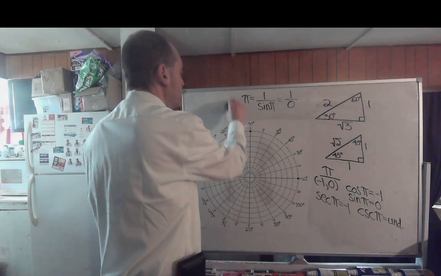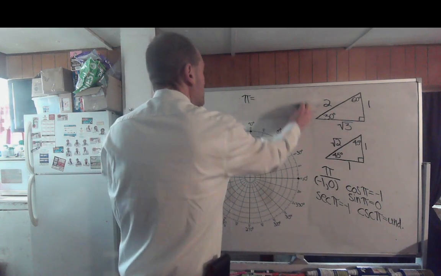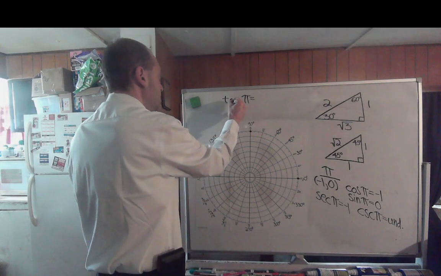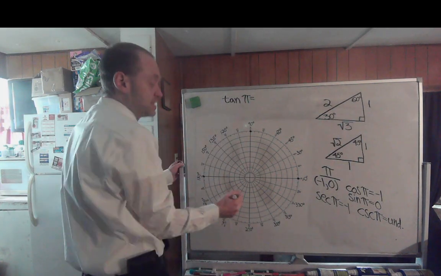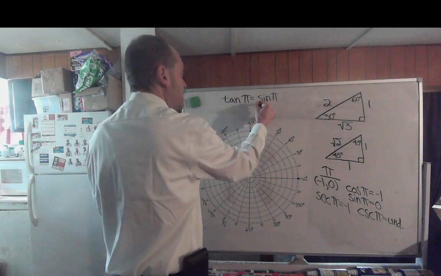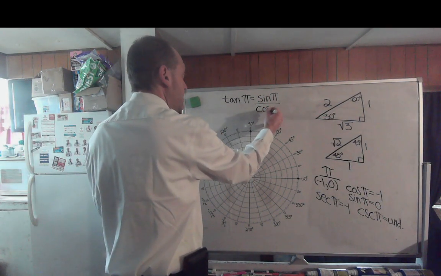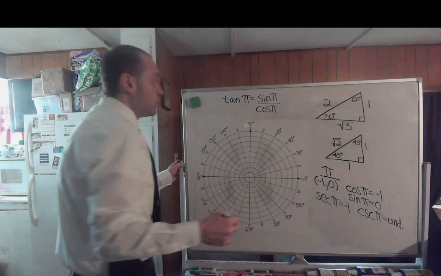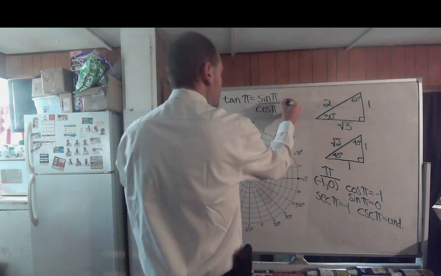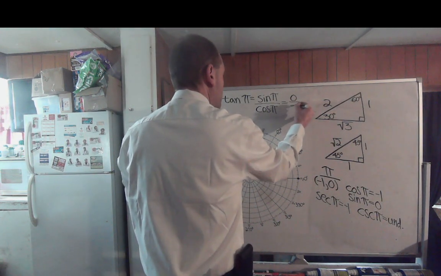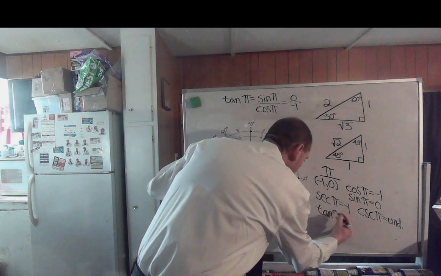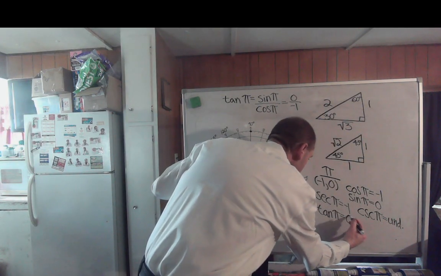Alright, now, let's get into tangent and cotangent. So, the tangent of pi is the same thing as the sine of pi divided by the cosine of pi. Well, sine divided by cosine, so that's going to be 0 divided by -1, which would end up giving you 0. So the tangent of pi is going to end up giving you 0.